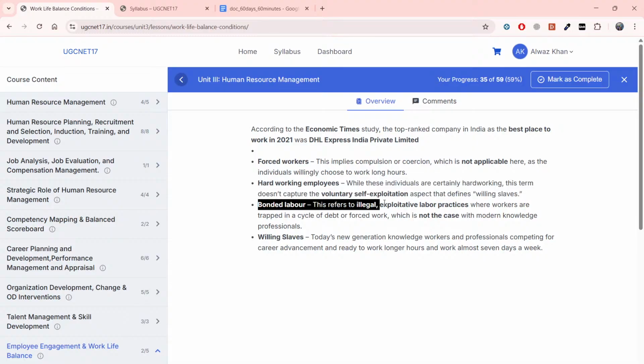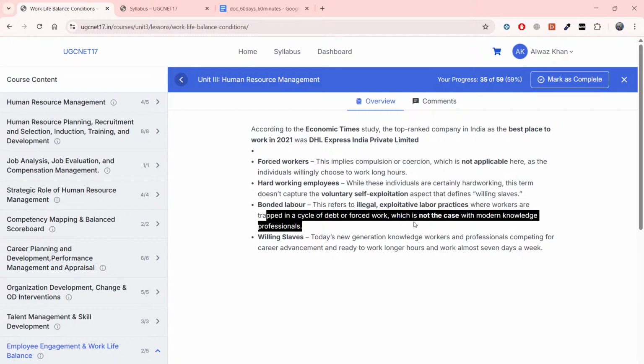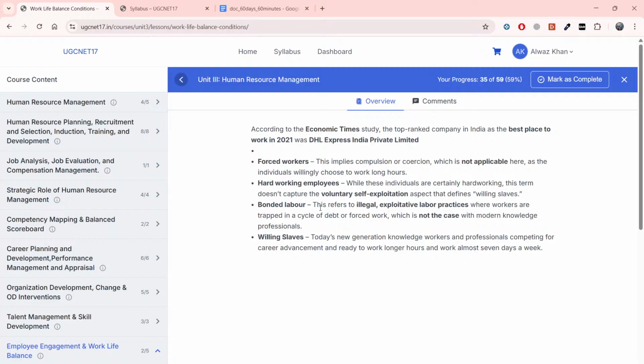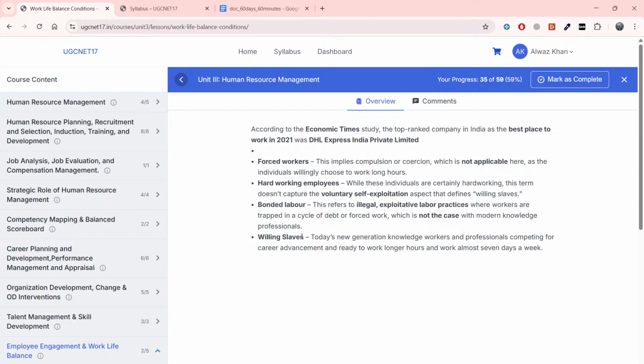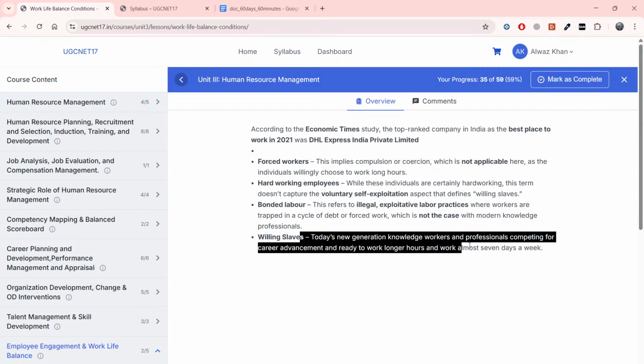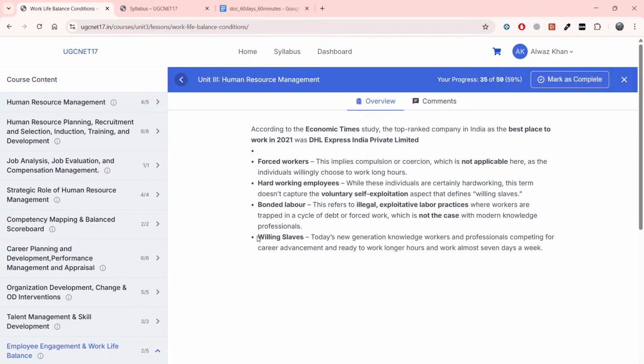Bonded labor. This refers to illegal exploitative labor practices where workers are trapped in a cycle of debt or forced work, which is not the case with modern knowledge professionals. Willing slaves are today's new generation knowledge workers and professionals competing for career advancement and ready to work longer hours, almost 7 days a week. There is a term for it called willing slaves.